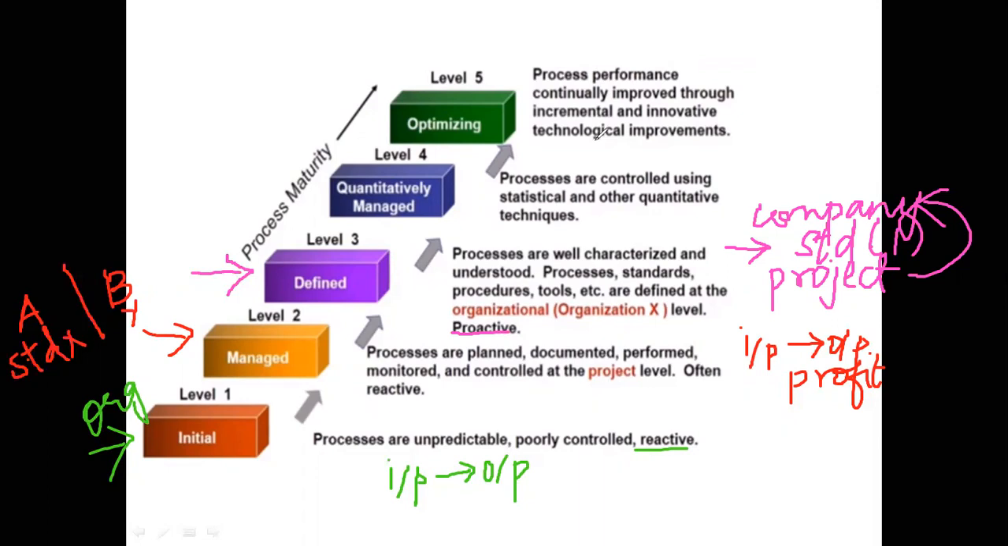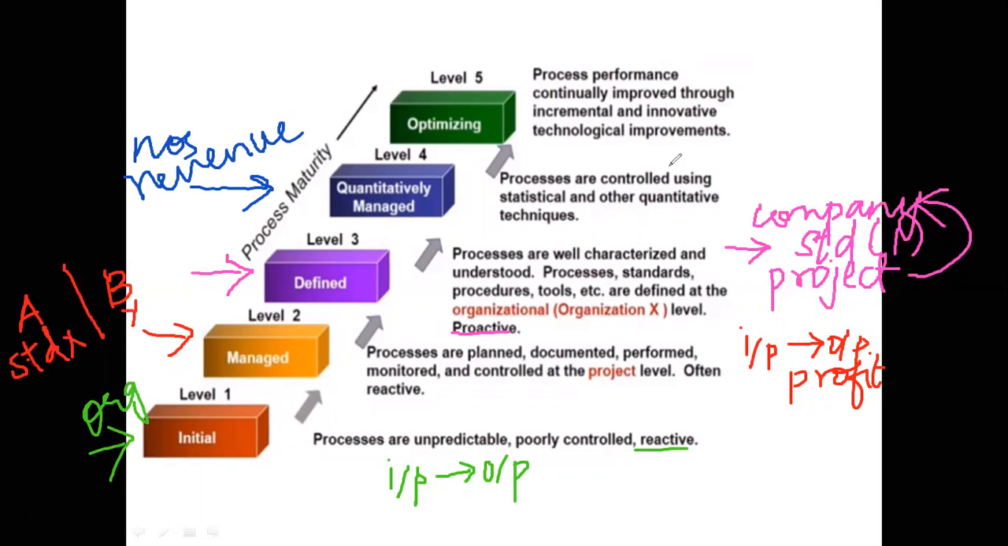The next level is the quantitatively managed. Now when a particular company is at the quantitatively managed phase, you're basically going to talk about numbers. You're going to talk about all the numbers, like what are the statistics, what is the data that you're using, what is the revenue that will be generated by the successful implementation of this project. You're going to talk about numbers. That is your quantitatively managed project.